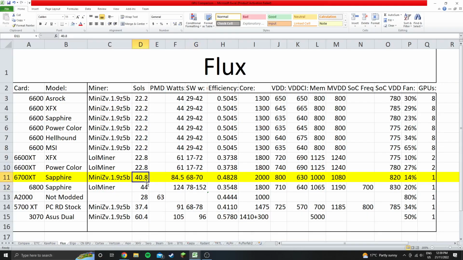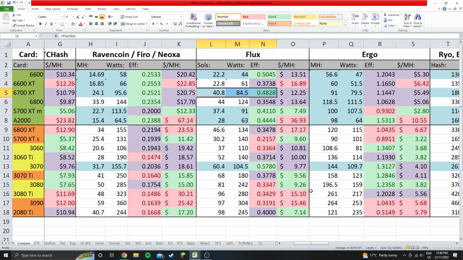So 40.8 sols. The wattage at the wall is 84.5 watts, with the software wattage being 68 to 70. So utilizing the at the wall wattage, the efficiency is 0.48. And there are all those settings again. So if you jump up to 720p, you should be able to read these, all the ones that I showed just before, pretty easily.